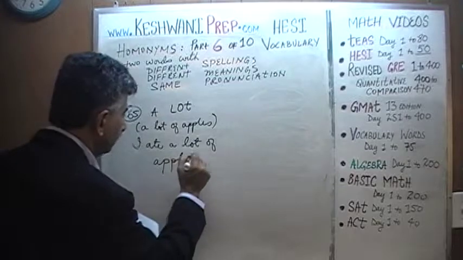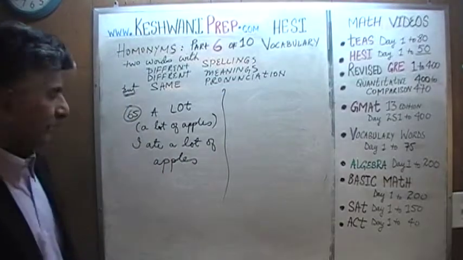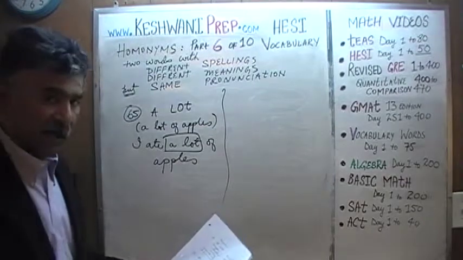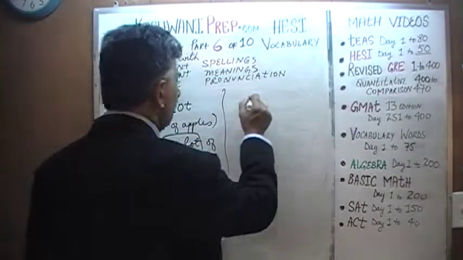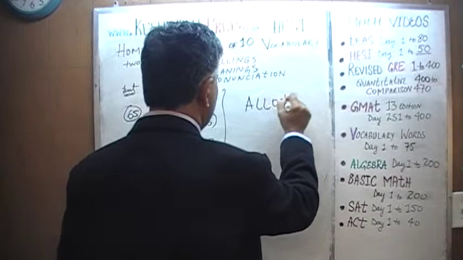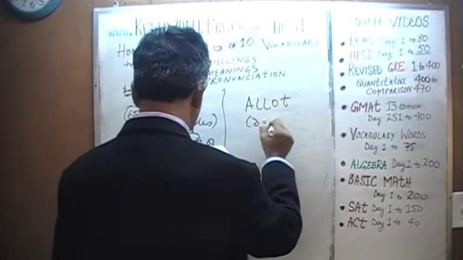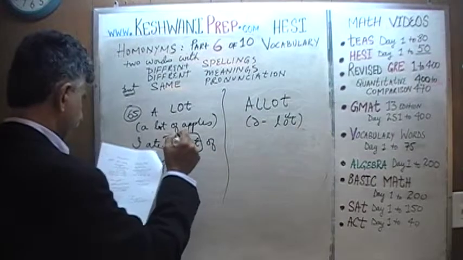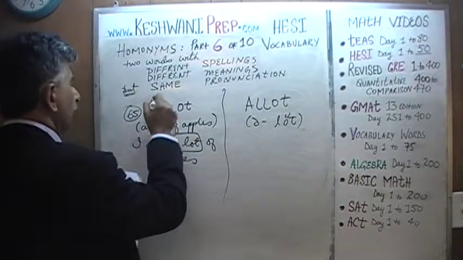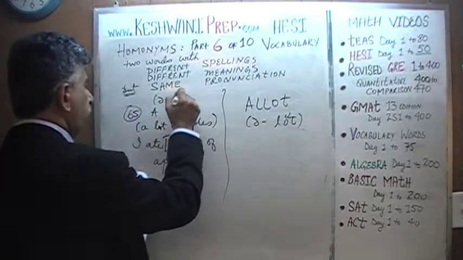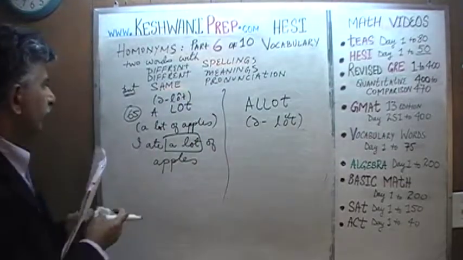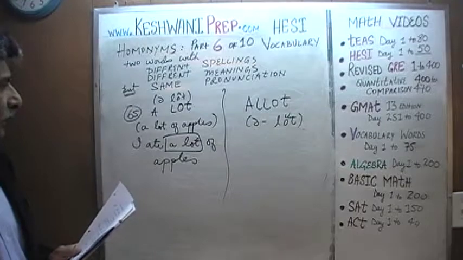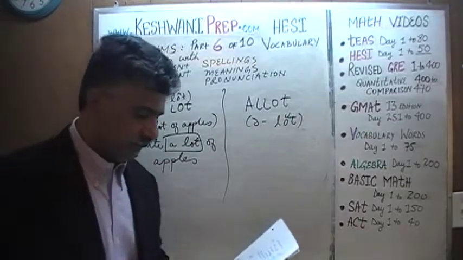Let's put them here. I ate a lot of apples. A lot. Just like here, they're pronounced in the exact same way. A lot. Except here, there are two different words. A lot. A lot.